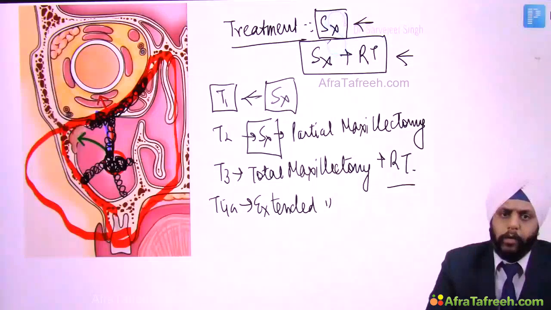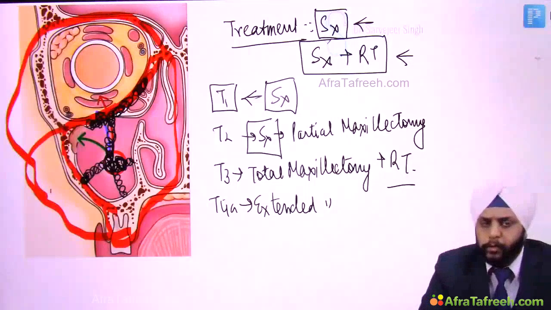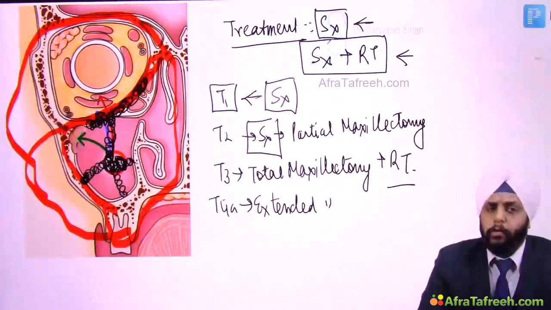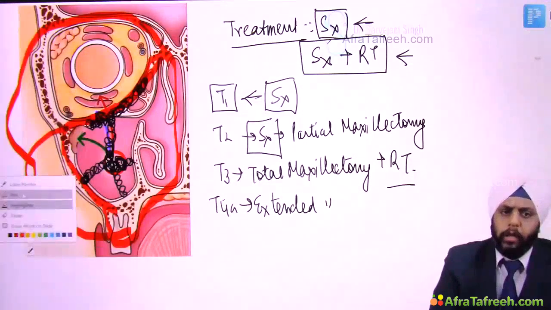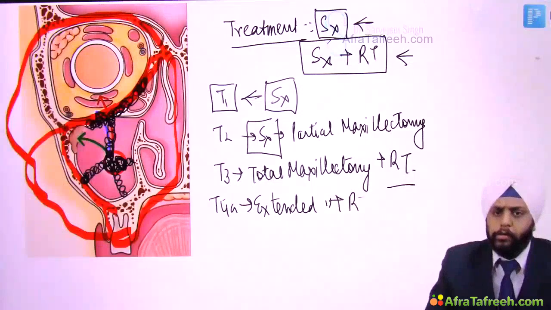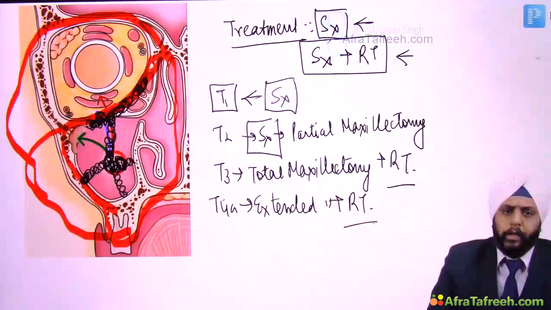Suppose the eyeball is involved, then you have to do orbital exenteration. So if it has gone into the eyeball, then you have to do orbital exenteration. Okay, so T4A, you do the surgery, and along with that you also give radiotherapy. Okay, so this is the staging.